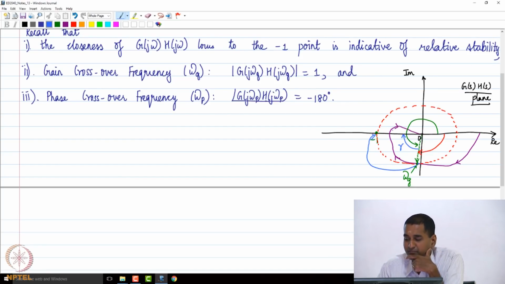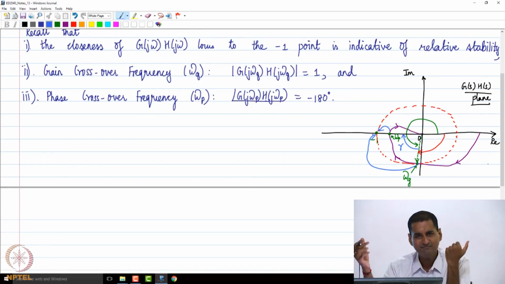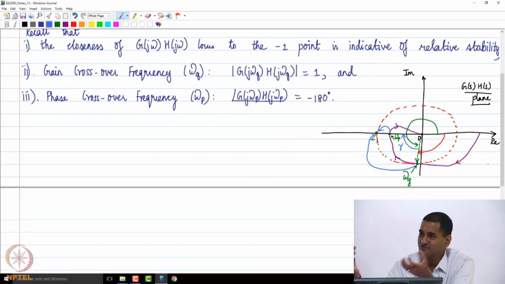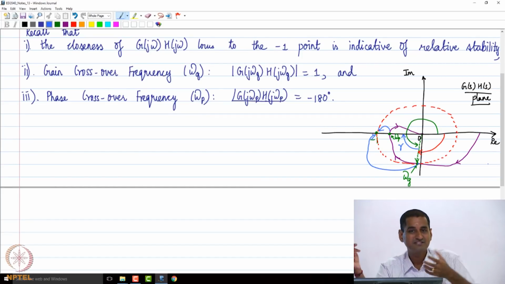Similarly, where is omega p? Where the phase becomes -180. In this example, let us say this is omega p. Now, let us say I want to make this point come to -1. What should I do? I should just scale the curve by some number, so that the phase does not get changed. I am just changing the magnitude alone. So, that is what I need to do.